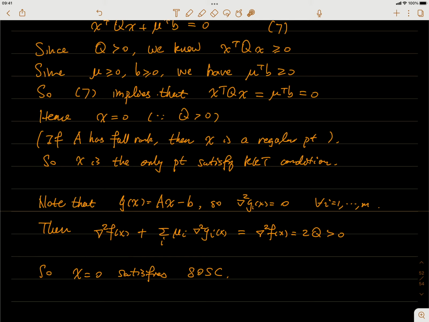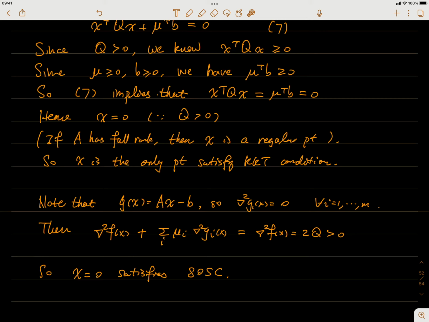Now we need to check whether the second order sufficient condition is satisfied. Remember that G contains g1(x), g2(x), all the way to gm(x). The Hessian of each one of those should be equal to 0, because each one of them is an affine function of x. So you take the weighted sum of the Hessians, and every one of these is equal to 0, and the Hessian of f is just 2Q, as we said, which is positive definite.